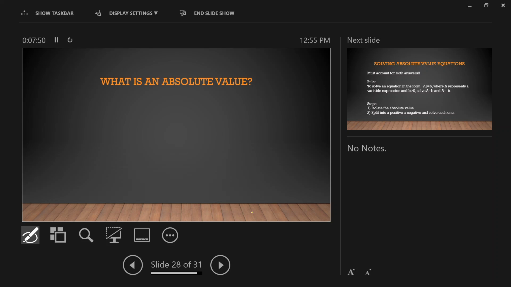Absolute value of negative 2, what's that going to equal? Positive 2. Why? No? Anybody? I just know. An absolute value makes everything inside positive. Okay? So let's write that down. So an absolute value makes everything inside positive. So good job, Terry.